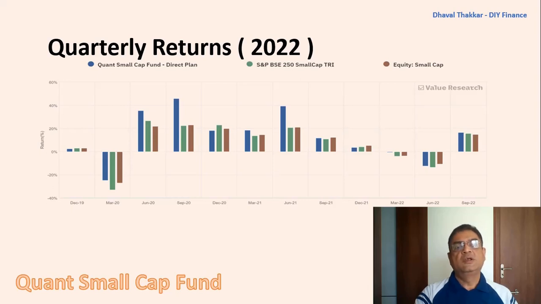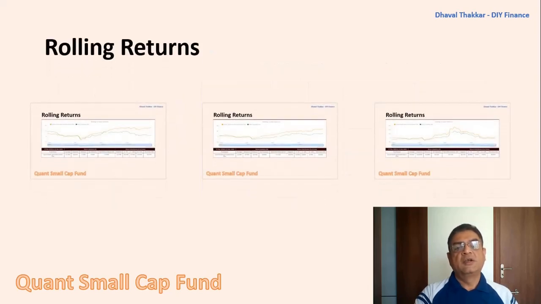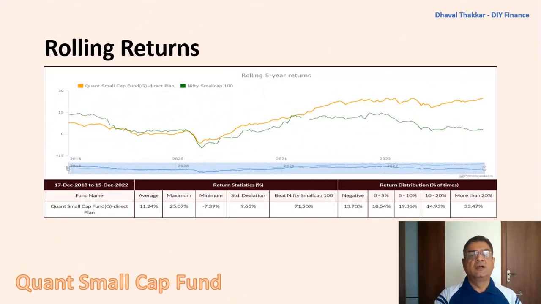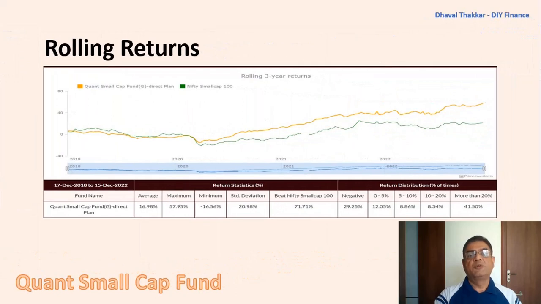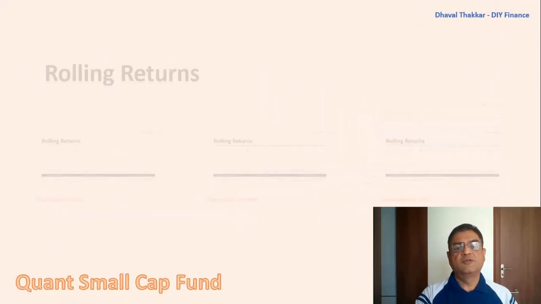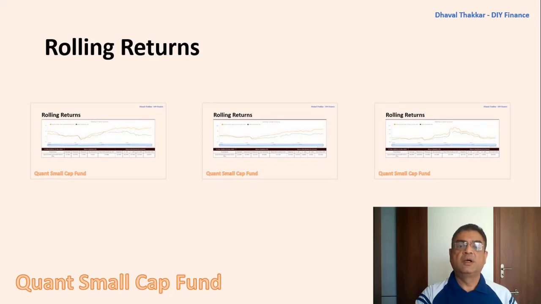Now let's also see the rolling returns. In checking the rolling returns for 5 years, 3 years and 1 year, it can be observed that the performance of the fund is better than the benchmark and has been able to beat the benchmark 71% for 5 years and 3 years. And for 1 year, it is 87% during the returns period, which also indicates that the fund's performance is quite good across almost all the periods.